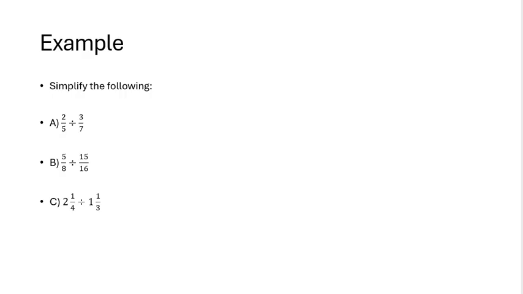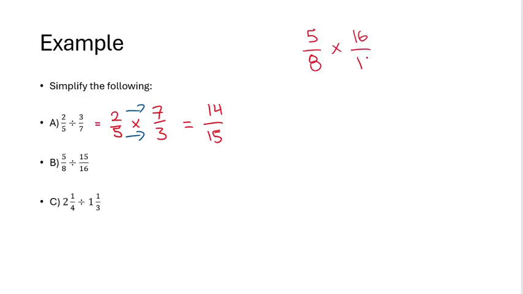Let's do a couple more examples here. So we got 2/5 divided by 3/7. Apply KCF like so. No diagonals, so you just multiply across like normal. It becomes 14 out of 15. Second one, you got 5 over 8, and then times 16 over 15.